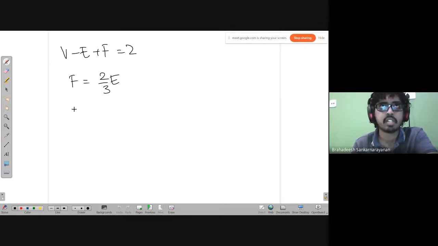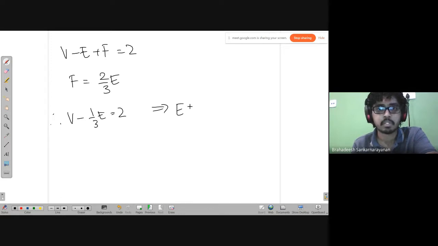So take e to one side and everything else to the other side. V minus 1/3 e is 2, which implies e is equal to, tell me if I'm doing the algebra correctly, (v minus 2) into 3. So that's 3v minus 6. So e is equal to 3v minus 6. Here is the relationship between the number of edges and number of vertices of a maximal connected planar graph.